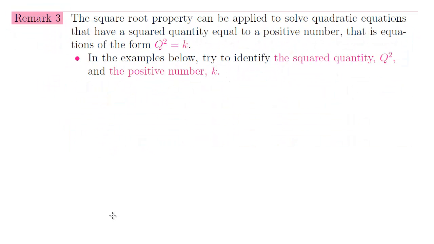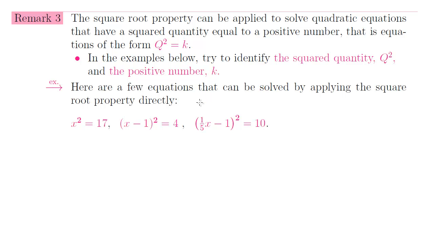Note the square root property can be applied to solve quadratic equations that have a squared quantity equal to a positive number. In other words, it applies when our quadratic equations are of the form quantity squared equals k. Here are some equations that can be solved by applying the square root property directly. Here we have x squared equals 17, a quantity squared equals a positive number. Here we have (x minus 1) squared equals 4. Again, a quantity squared equaling a positive number. (1/5 x minus 1) squared equals 10. Again, a quantity squared equals a positive number. In each of these examples, we can directly apply the square root property.